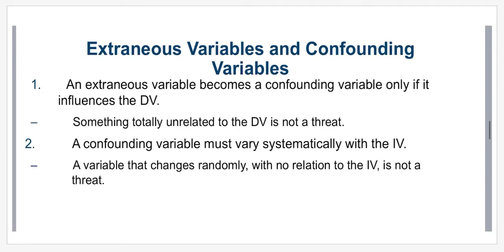So this kind of talks about what we were just saying, that extraneous variables become confounding variables. There's two criteria, or two ways that an extraneous variable is considered a confounding variable. Part of that is if it influences the dependent variable. So if it is impacting or contaminating, like we talked about, that dependent variable, then it is considered a confounding variable. If it's completely unrelated to the dependent variable and is not influencing it at all, then it is not a confounding variable. It's just an extraneous variable.